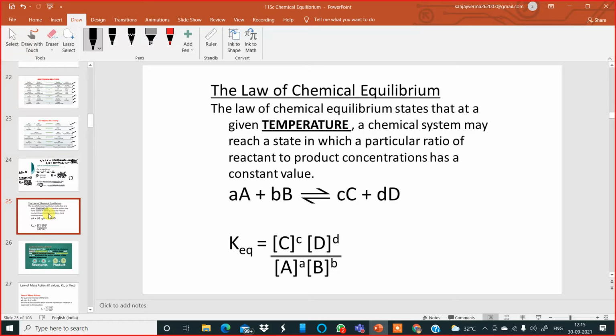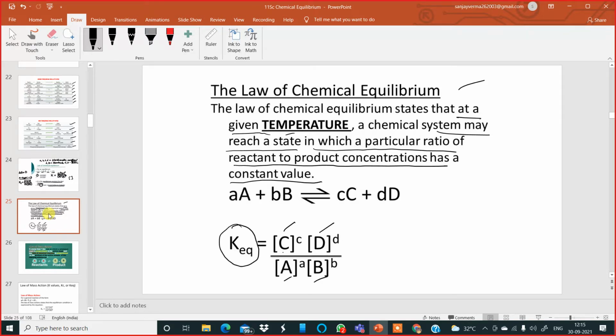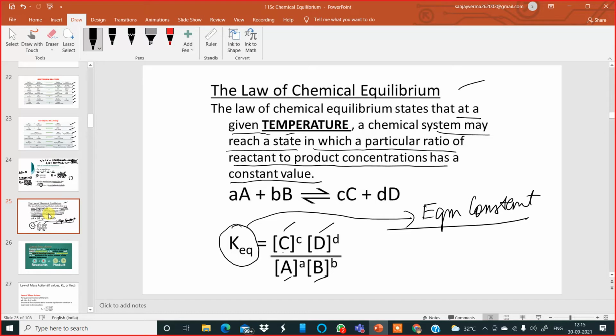Now we can talk about the definition, the statement. The law of chemical equilibrium states that at a given temperature, a chemical system may reach a state in which a particular ratio of reactant to product concentration has a constant value. That means if I divide the product of the concentrations of the products by the product of the concentrations of the reactants, that is a constant value. And this constant value is called the equilibrium constant. So this is the statement for the law of chemical equilibrium.